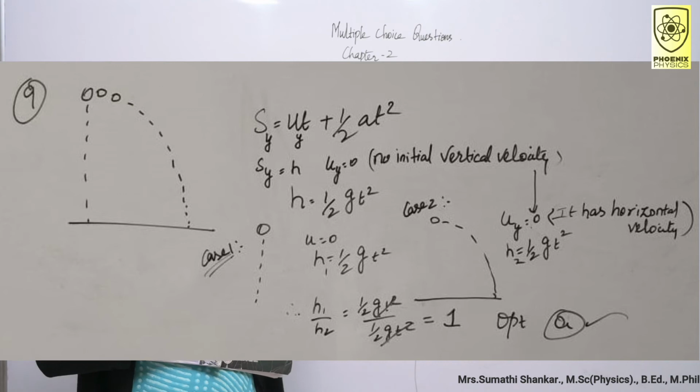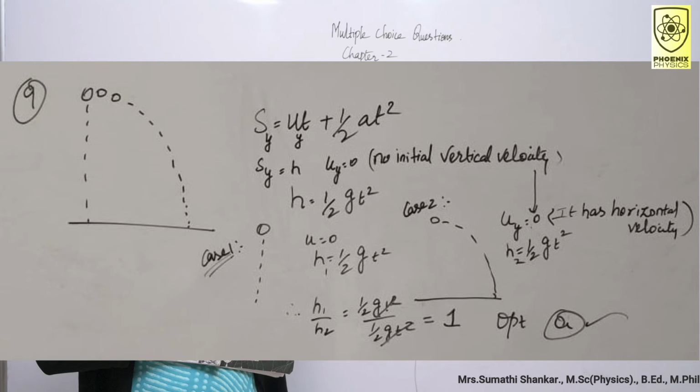In this problem, the ball dropped vertically or thrown horizontally will reach the ground at the same time. You know the formula, s is equal to ut plus half at square. Here, in both cases, there is no vertical component of velocity. The ball will move towards the earth due to the earth's gravitational force alone. So due to g, the ball reaches the ground.